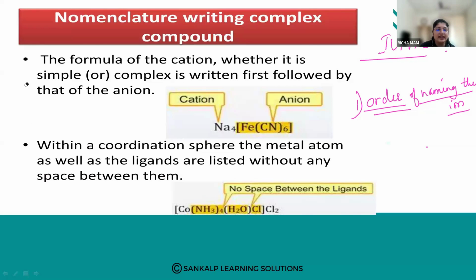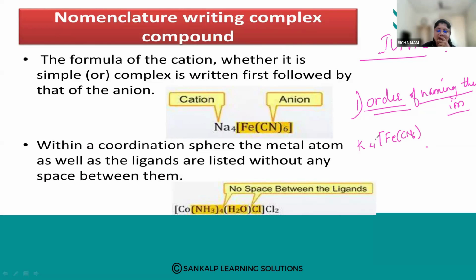So first, let us see. I'll take an example, this one: K4[Fe(CN)6]. So K4[Fe(CN)6]. Here, now, we have both.